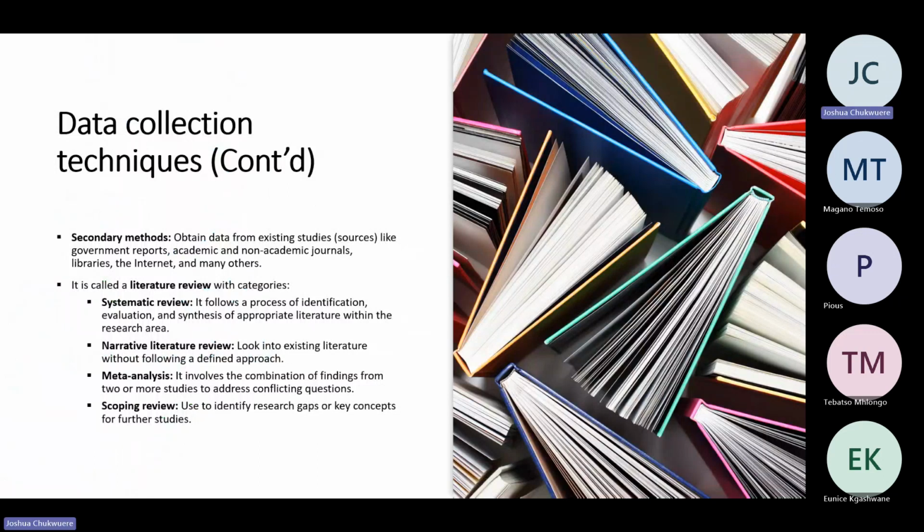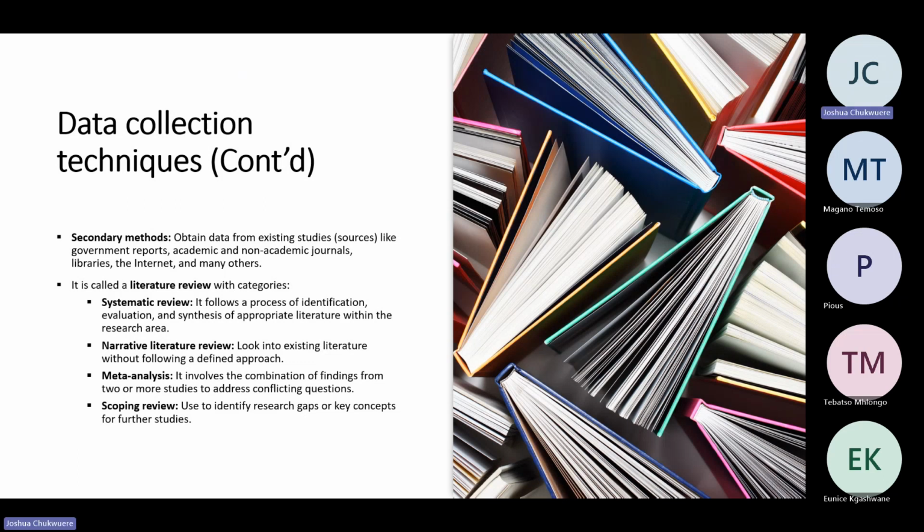Now when we come to the secondary method, it is used to obtain data from existing sources like government reports, academic and non-academic journals, libraries, the internet, and many others. It's still allowed in academia. So every piece of data must not be first-hand, where I must go to the field to collect this data.